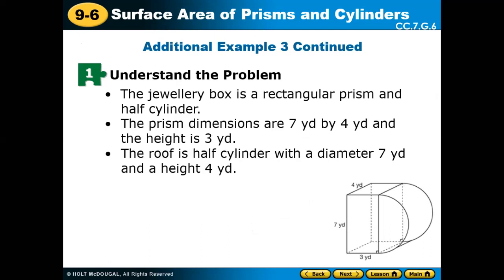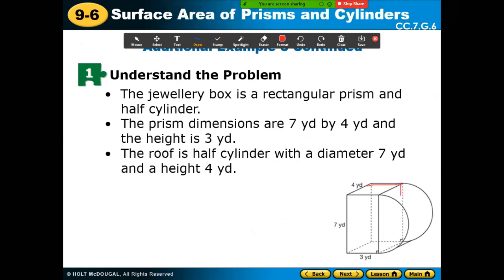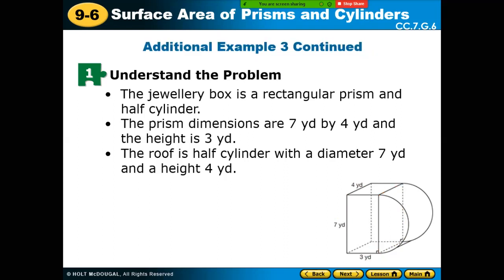Down the box here, let's make it clear for you. This prism down, right? What are the dimensions for the base? 4 and 7. What about the height? It's 3. And the other piece takes the shape of a half cylinder with diameter 7 and height 4. Okay, now we understand our problem.